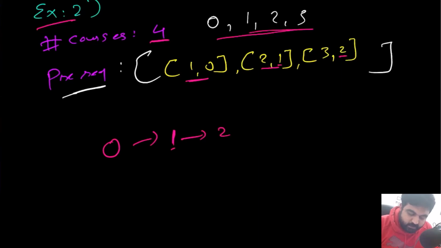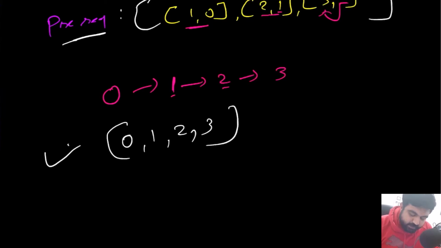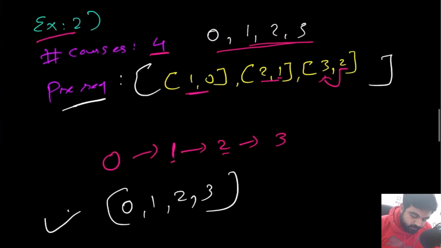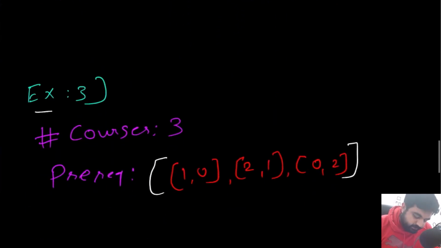Then it says that course 2 has to be done before we are eligible to do course 3. So over here we are already done with course 2, so let's complete course 3 after that. So this is one of the valid orderings. And in this case, if we return 0, 1, 2 and 3 as the answer, this is going to be a perfectly valid answer. And in this manner, we are keeping track of all the prerequisites and we are also completing all the courses. Let's take one final example.